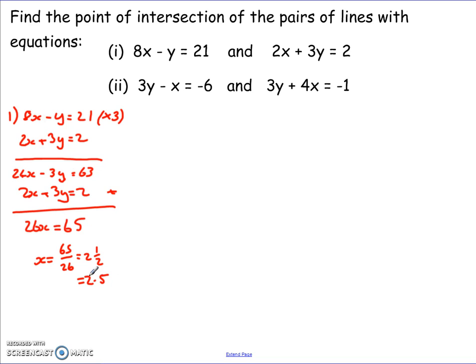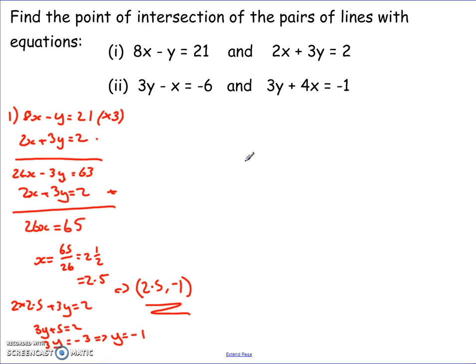To get the y, I then take the x and substitute it back into one of these equations to solve for y. I'm going to choose this one just because it'll be slightly easier. I end up getting 2 times 2.5 plus 3y equals 2. So that simplifies to 3y plus 5 equals 2. 3y is equal to 2 minus 5, which is negative 3. So from that, y is equal to negative 1, and I've got my coordinate. My point of intersection for the two lines is 2.5, comma, negative 1. That's where my two lines meet.